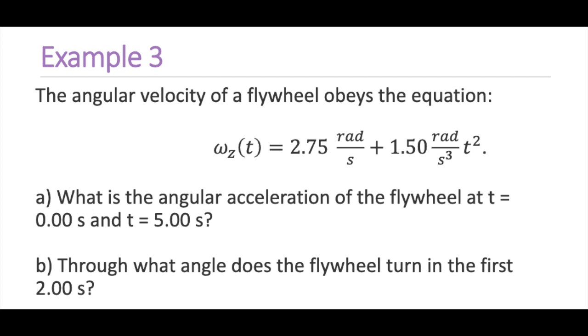The angular velocity of a flywheel obeys the equation omega z at t equals 2.75 radians per second plus 1.5 radians per second cubed times t squared. A, what is the angular acceleration of the flywheel at t equals 0 seconds and t equals 5 seconds? B, through what angle does the flywheel turn in the first 2 seconds?